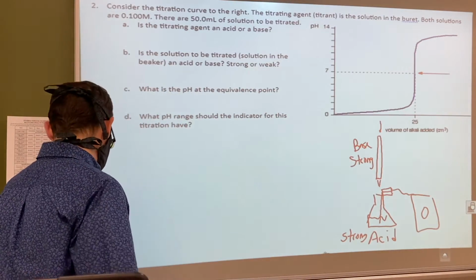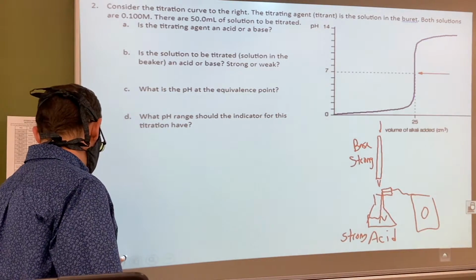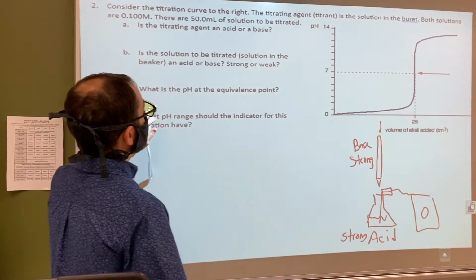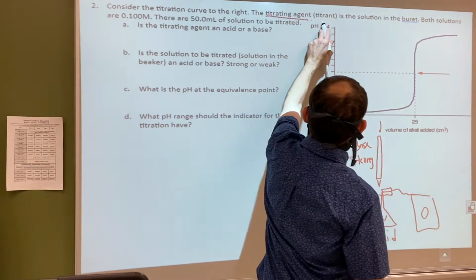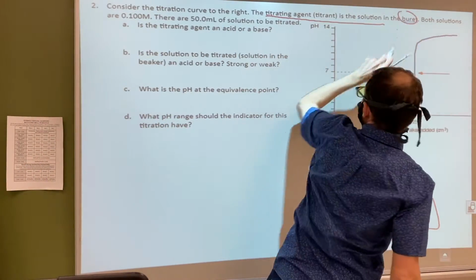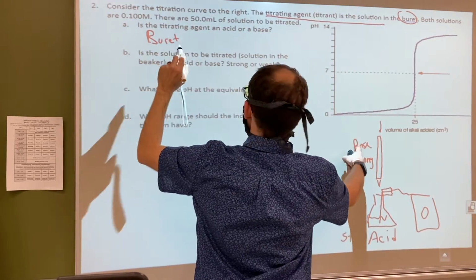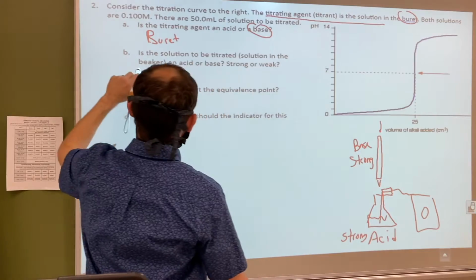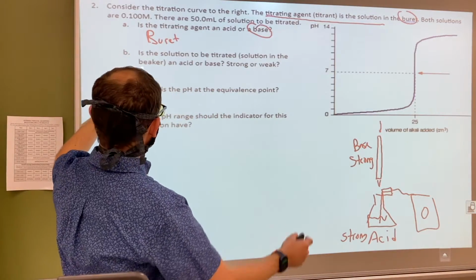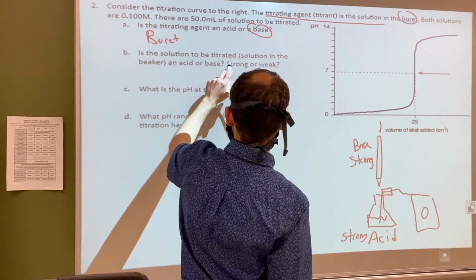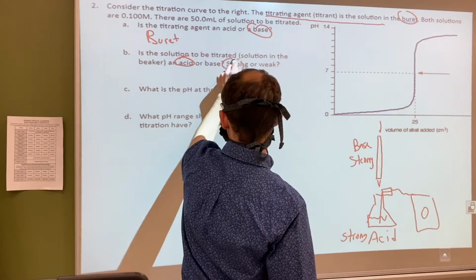Okay. Is the titrating agent an acid or a base? And again, I like to always double check: titrating agent, solution in the burette. Okay, so burette, base. Got it? Solution to be titrated, solution in the beaker, acid, strong.